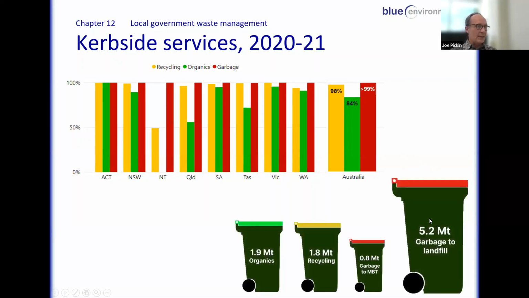Okay, now this is quantities collected. Now, I must say, I checked this 2 or 3 times because I was quite surprised. Look how big the garbage is compared with organics and recycling. Still, really, the bulk of the material is garbage coming out of houses.